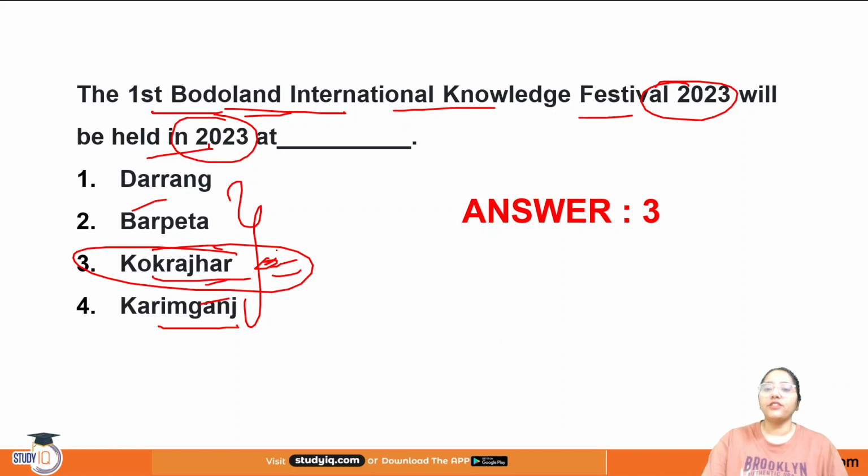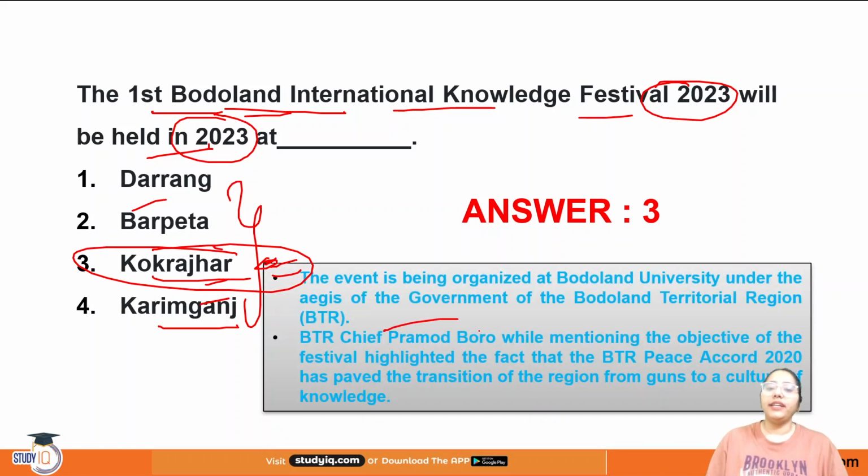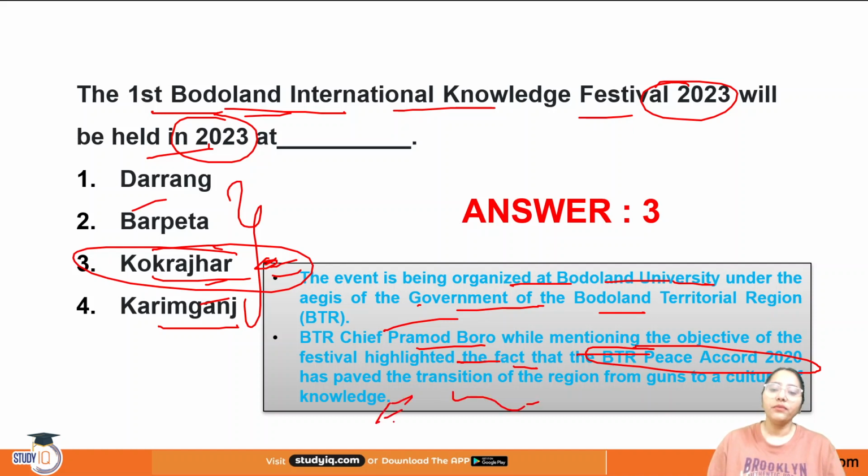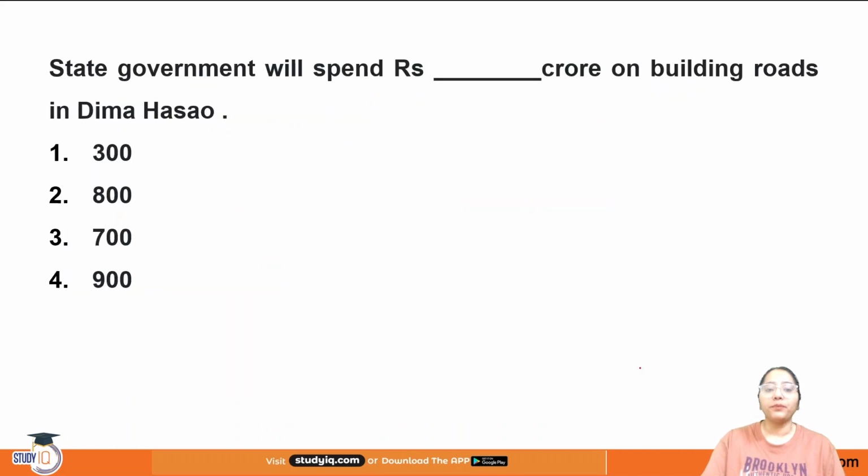The first Bodoland International Knowledge Festival will be held there. The event is being organized at Bodoland University under the aegis of the Government of the Bodoland Territorial Region. BTR Chief Pramod Boro mentioned the objective of the festival, and also highlighted the fact that the BTR Peace Accord 2020 was basically a transition of the region from guns to a culture of knowledge. The BTR Peace Accord was actually for the peace of the area, and it ultimately promoted peace and knowledge in the area, and reduced the gun culture which was prevalent there before the peace accord.